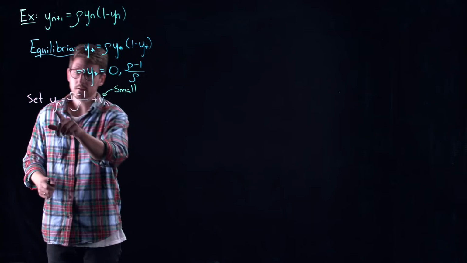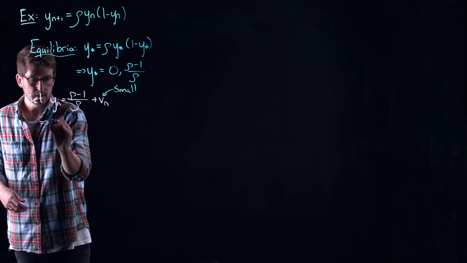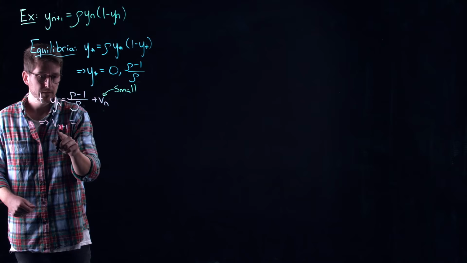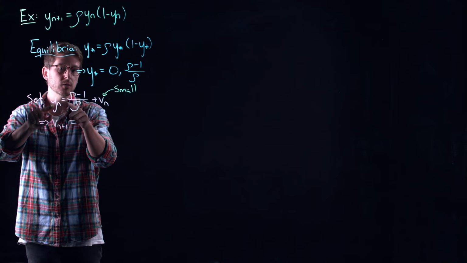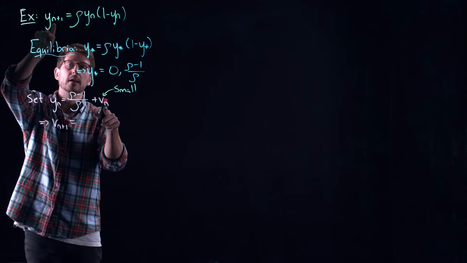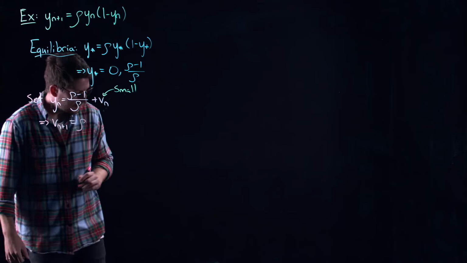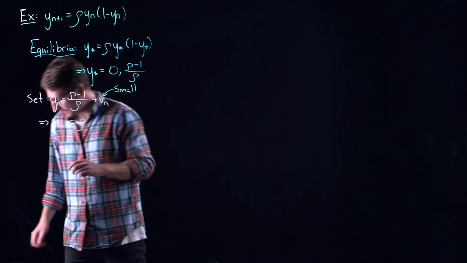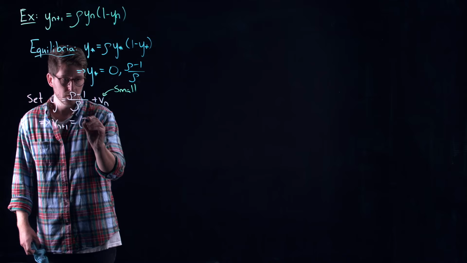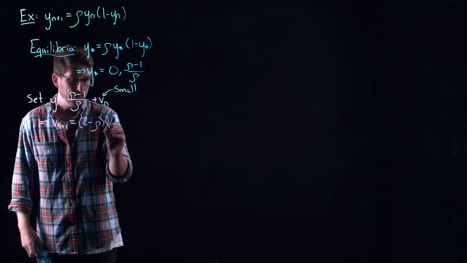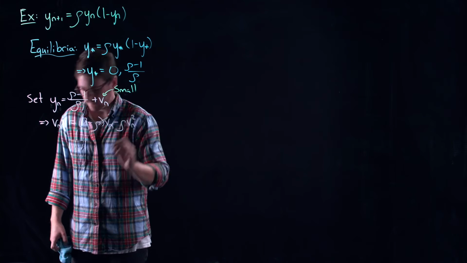If I put this Yn into my difference equation, I will get a difference equation for Vn, right? So Vn plus 1, that just comes from putting Yn plus 1 equal to rho minus 1 over rho plus Vn plus 1 into the left-hand side here. Putting things into the right-hand side is going to give me 2 minus rho Vn, and then minus rho Vn squared.